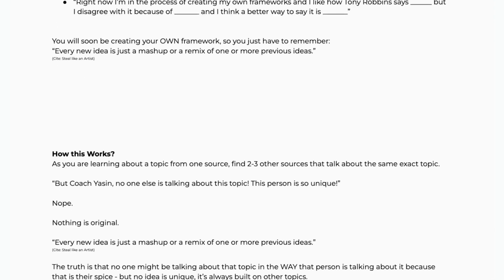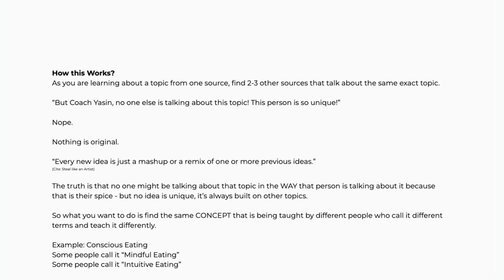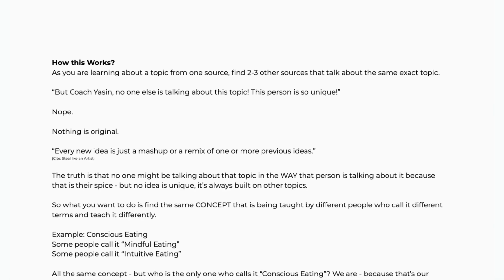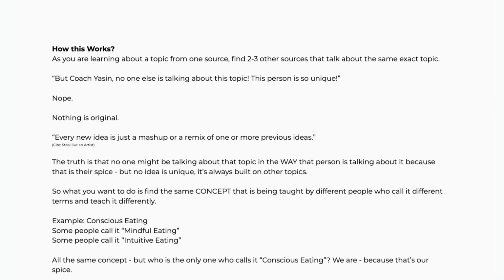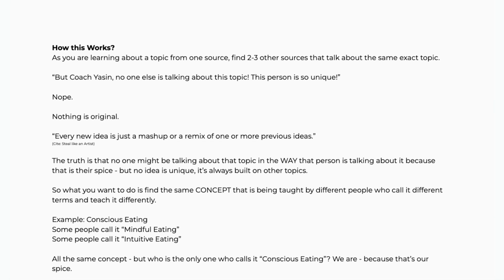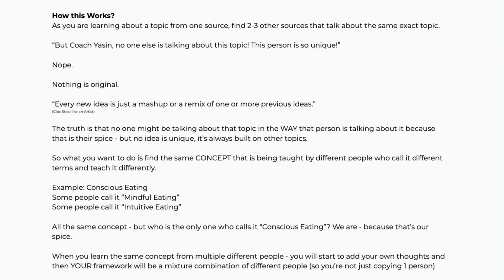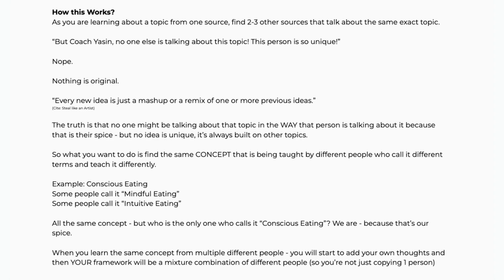And really how this works, like I said, I'm not going to beat the dead horse here, but I just want to make this very, very specific for you: you want to find 2 to 3 other sources that are in the same industry, talking about the same topics, helping similar kinds of people, and you want to consume those frameworks. Now, in your head, if you only consume from one person, you're going to think, oh, you know what? This is the only way that it could be taught. Or, hey, you know what?